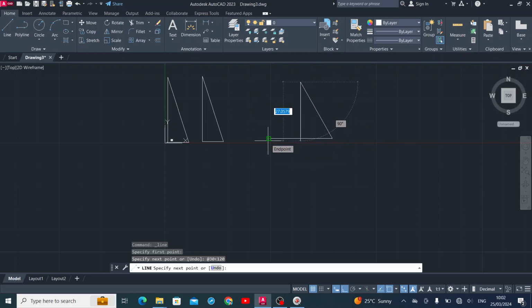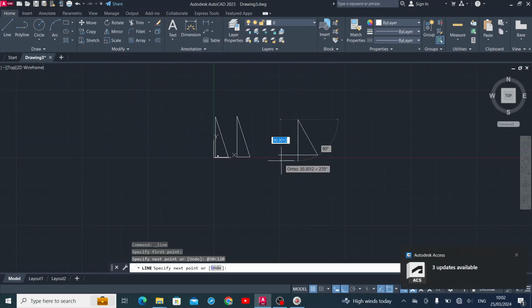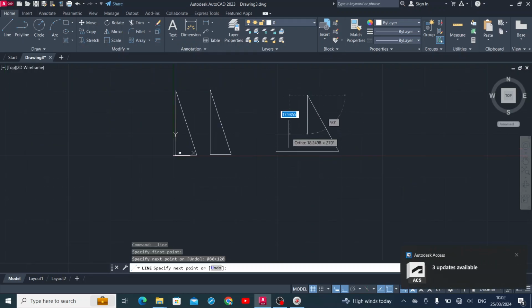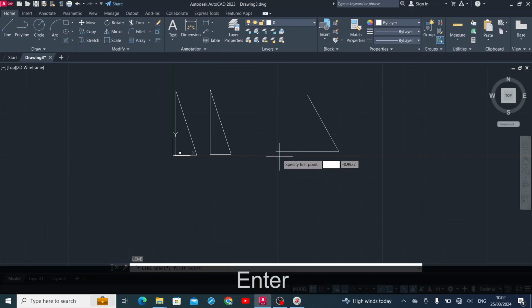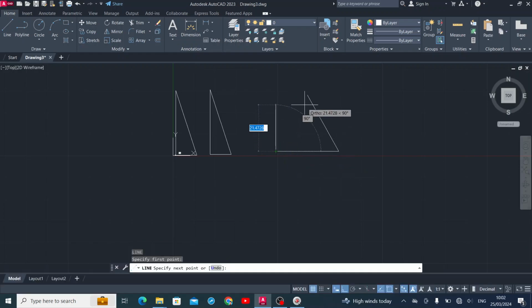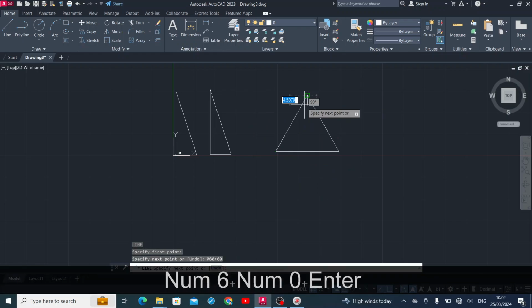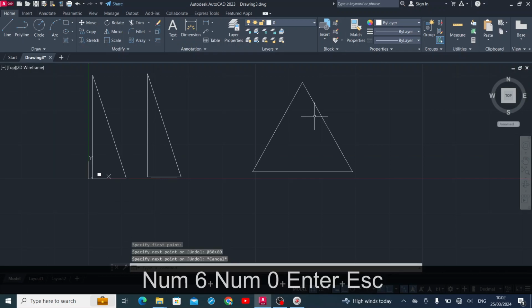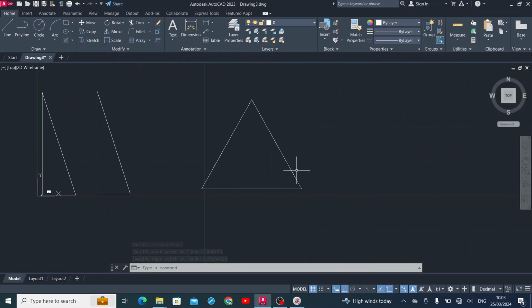Now we have this, so we can either close this or you can use the same method. Inclined length is 30. Again, you have to measure that angle and give it. Or else, simply you can give enter and start your line from here. 30, shift at the rate, 60, enter. Done. So both of them will work here. This is how we can use angle as input.